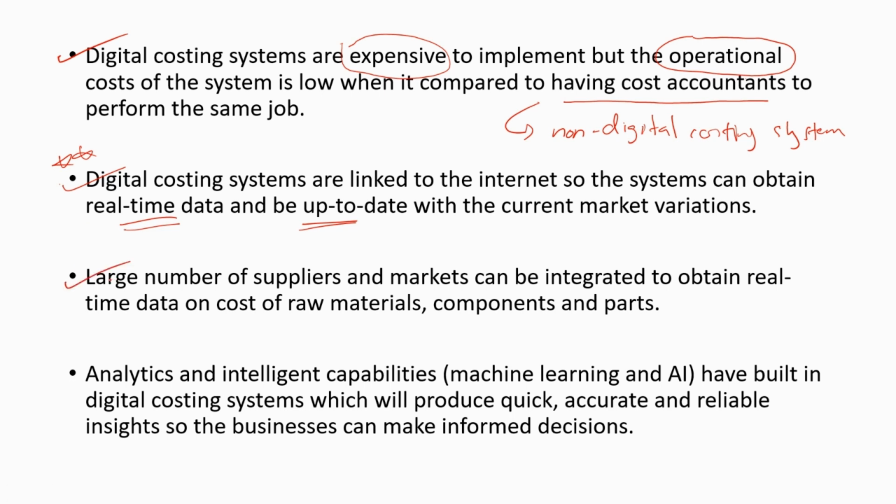A large number of suppliers and markets can be integrated to obtain real-time data on the cost of raw materials, components and parts. Analytics and intelligent capabilities, which are machine learning and AI technologies, are built into these digital costing systems, which will produce quick, accurate, and reliable insights so the businesses can make informed decisions. These are the features and benefits of a digital costing system.